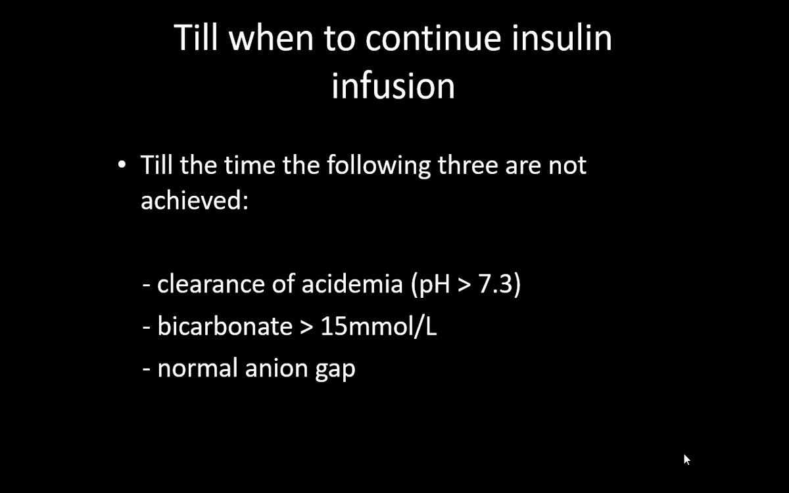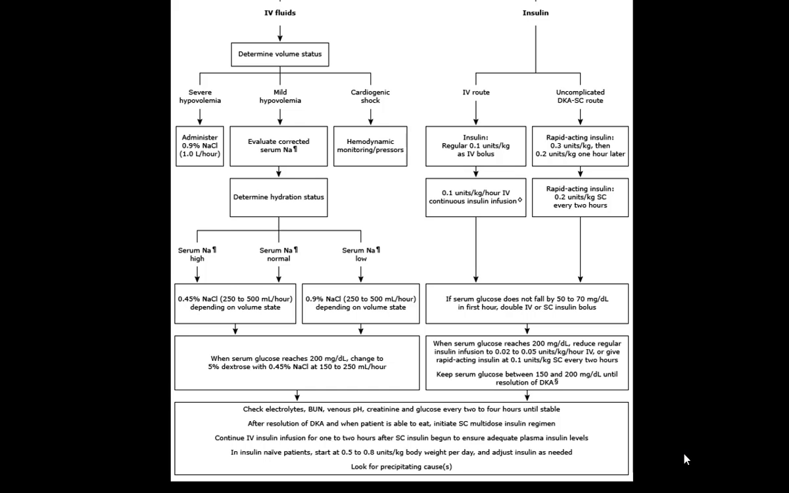There has to be a clearance of acidemia. So pH has to go above 7.3. Bicarbonate levels have to be above 15 and anion gap has to close. Remember that. We are not talking about disappearance of ketones. We are talking about closing of the anion gap. That is the most important point. So insulin infusion will continue till the time you are achieving these 3 phenomena.